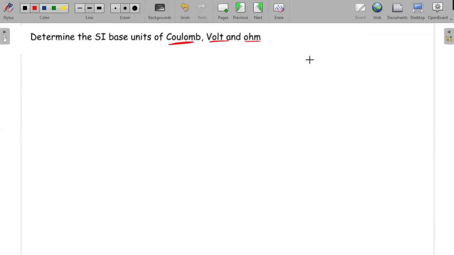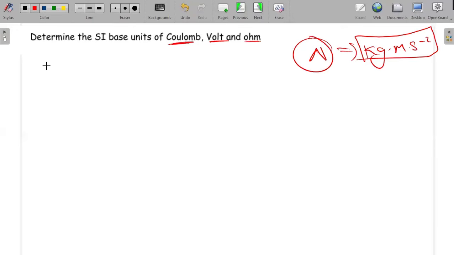If you remember, we said the Newton is equal to kg meter per second squared. This is what we said. So it's the same thing we're supposed to do here. They're just asking us to determine the SI base units for coulomb, which is a derived unit, for volt, which is also a derived unit, but also ohm, which is also a derived unit. So what are we going to do? We are supposed to know the dimensions that make up the physical quantity that is measured using the coulomb. So what physical quantity is measured using the coulomb? It's the charge.